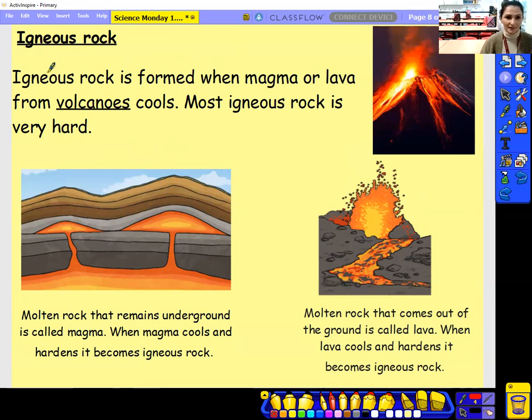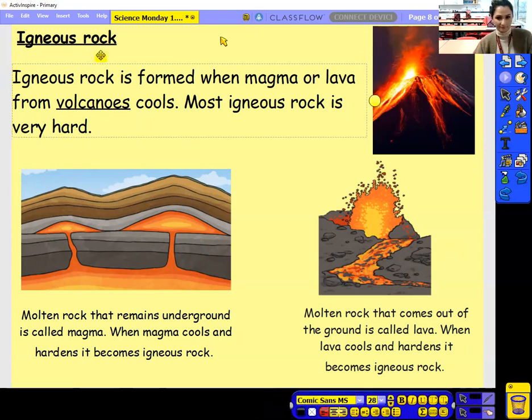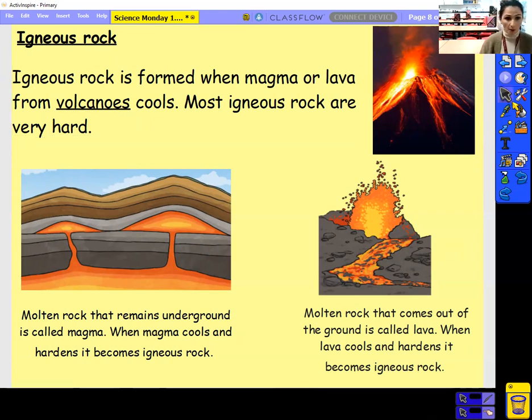So let me read that again, sorry. Igneous rock is formed when magma or lava from a volcano cools. Most igneous rocks are very hard, okay? So igneous rocks come from volcanoes usually, okay? So for example, there's 2 ways that igneous rocks can be made as well. So molten rocks that remain underground is called magma. When the magma cools and hardens, it becomes igneous rock.